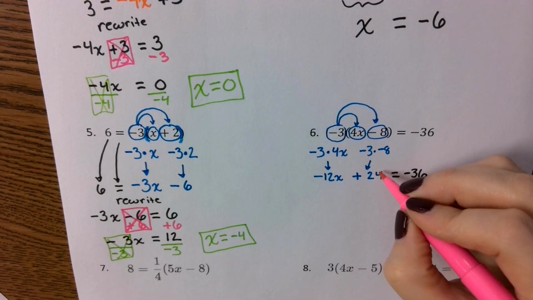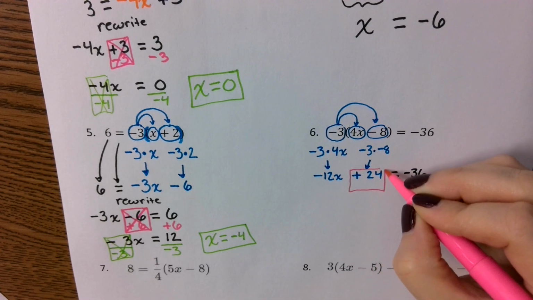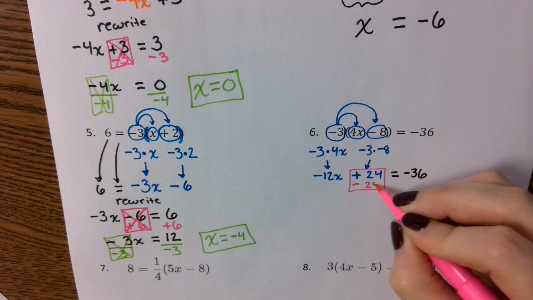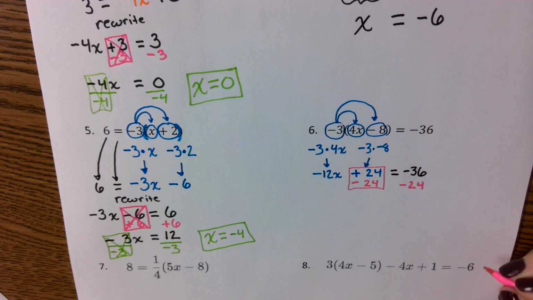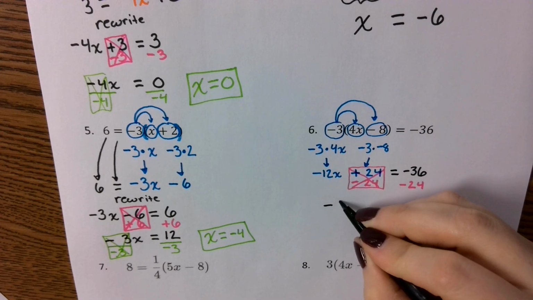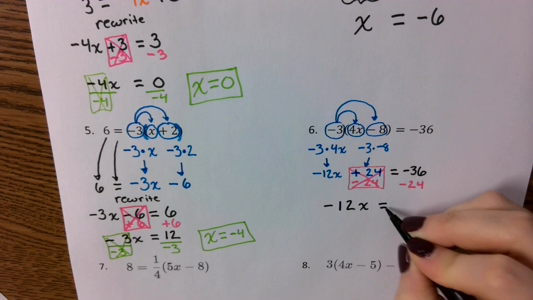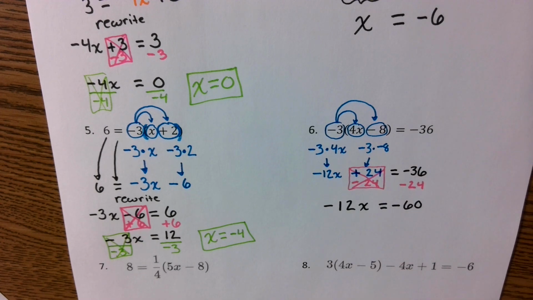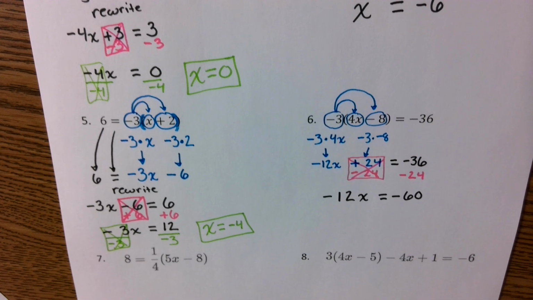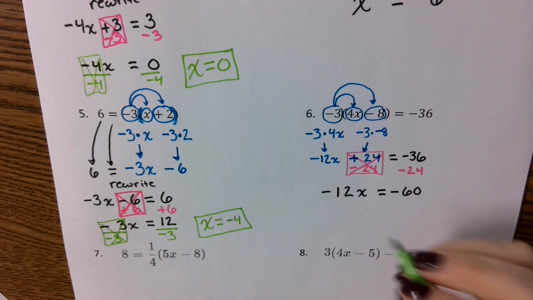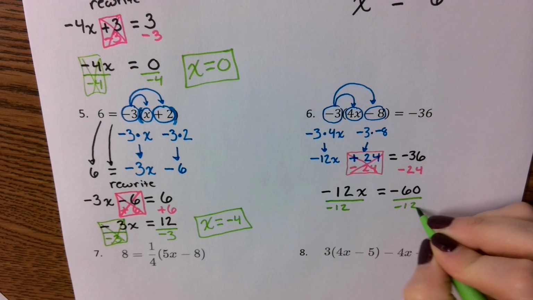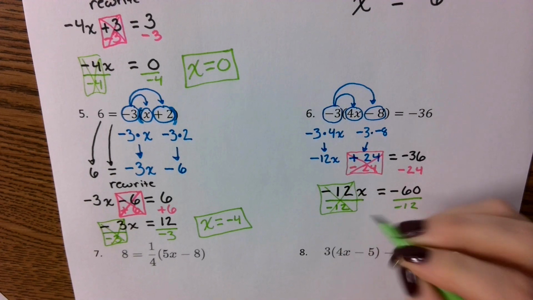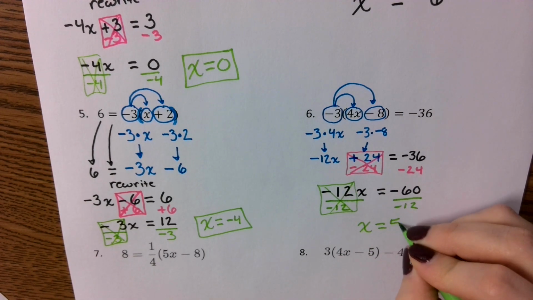Positive 24. So let's go ahead and get rid of it by subtracting 24. We're going to subtract 24 from both sides. We boxed it and crossed it. We're left with negative 12x is now equal to negative 60. Okay, can we multiply or divide? Divide. We can divide both sides here by negative 12. Okay, the negative 12s are going to get boxed and crossed. X is going to wind up equaling a positive 5.